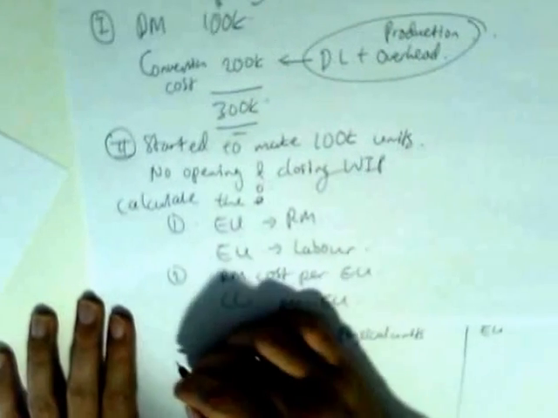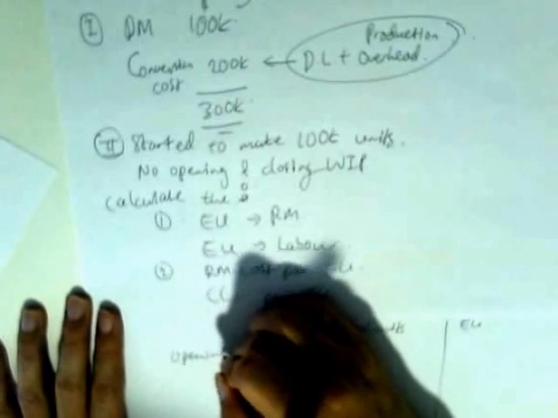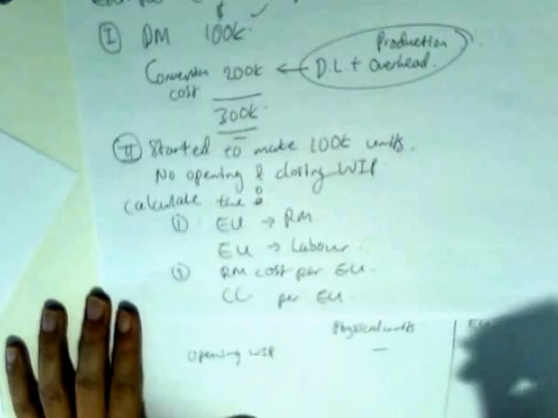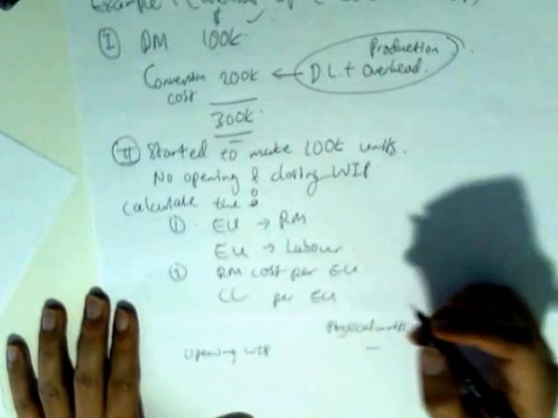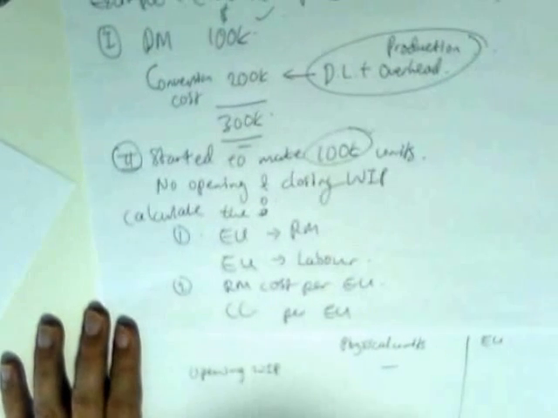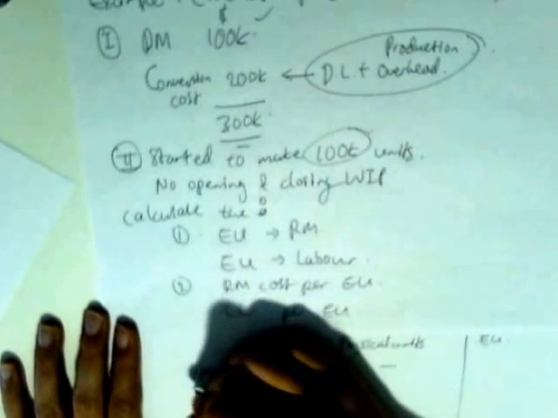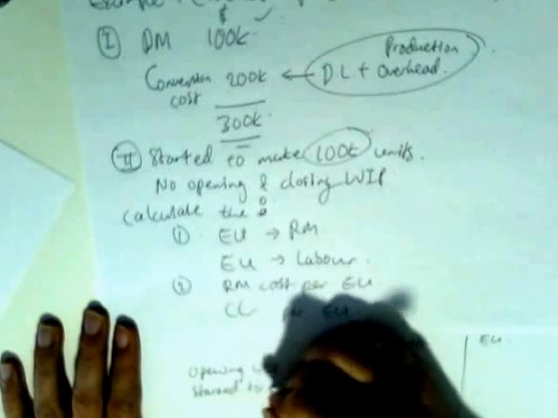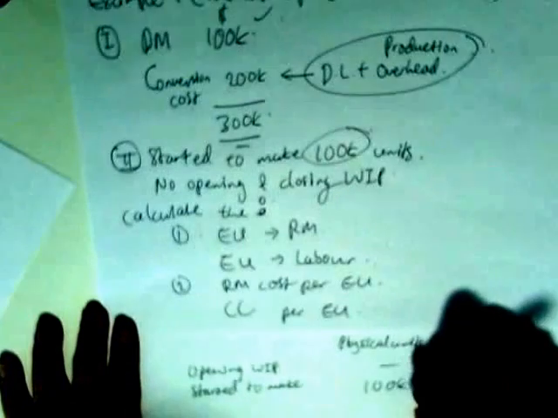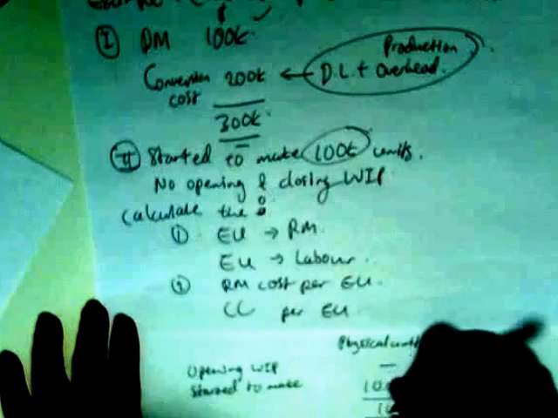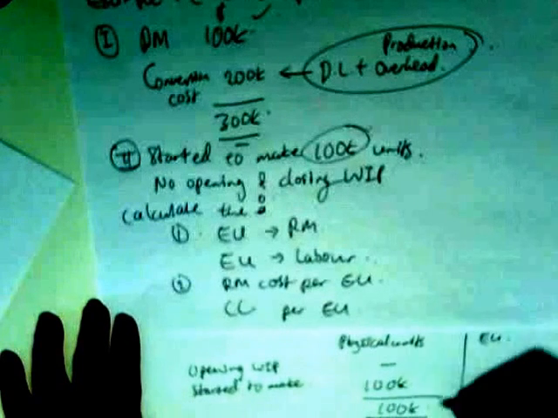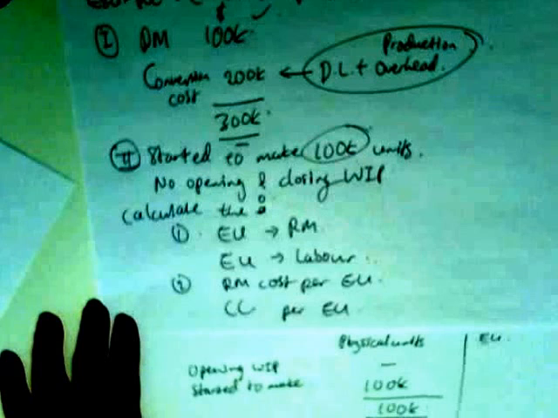So what we understand is that there are no opening work in progress stocks. There is none. Now, do we have any units that we started making? Yep, we did. Actually, we started to make 100,000. Right? We started to make, and it was 100,000. Total 100,000. Right, easier. It's simple because there is no opening and closing stocks. So that's why it's very simple.